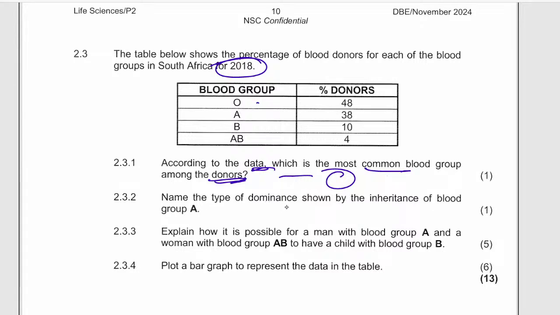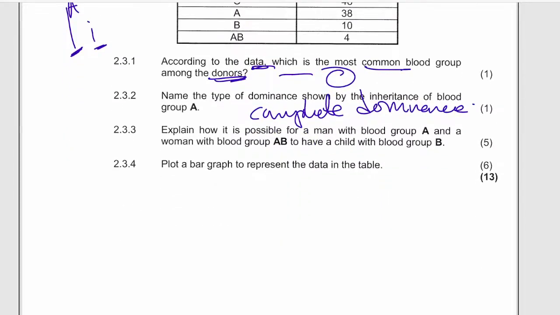Name the type of dominancy shown in the inheritance of blood group A. Blood group A has complete dominancy. Why? Because it can either be capital A and small a, and the capital A is completely dominant over the small a. So it is complete dominancy. Hold the chromosomes to the opposite poles, as long as it has the words hold the chromosomes.